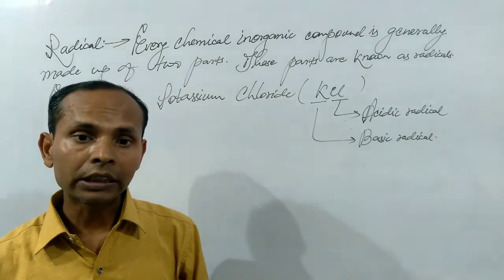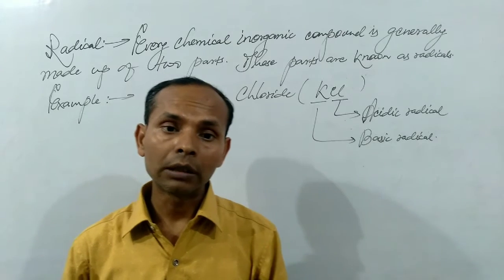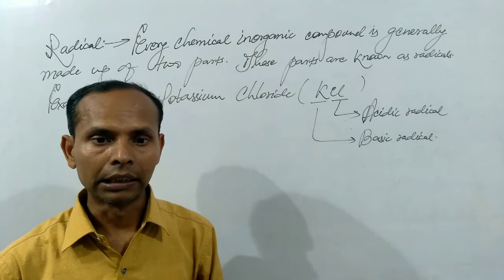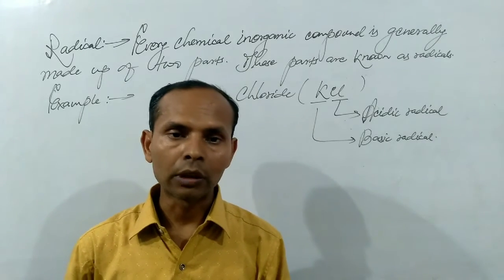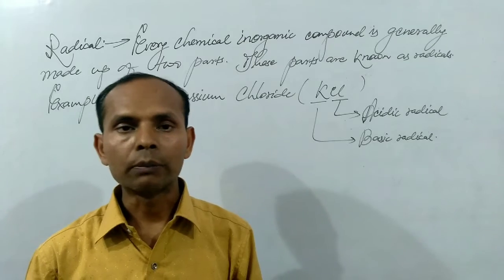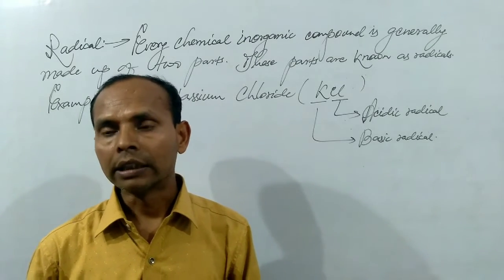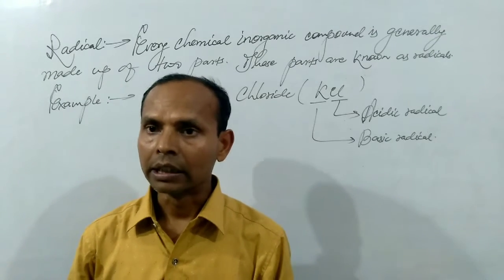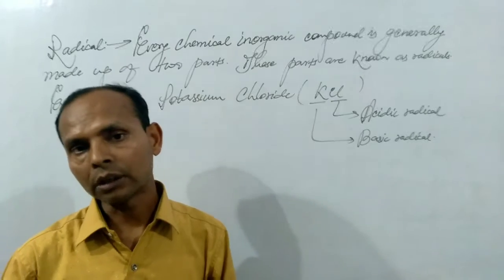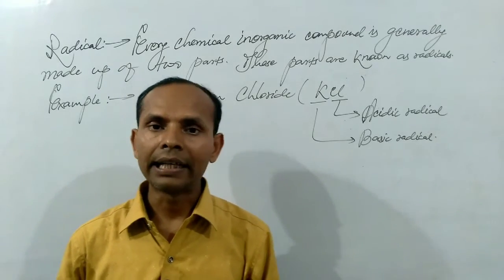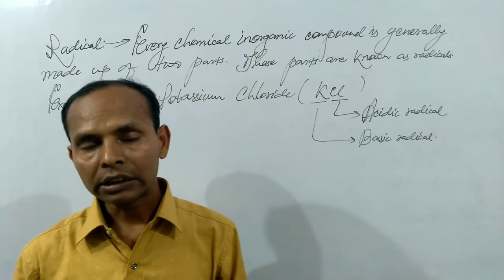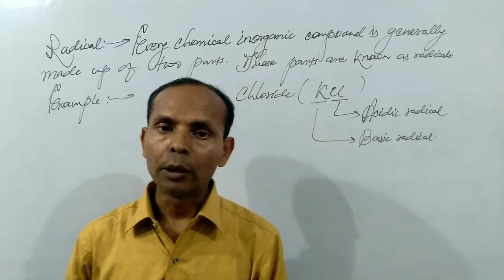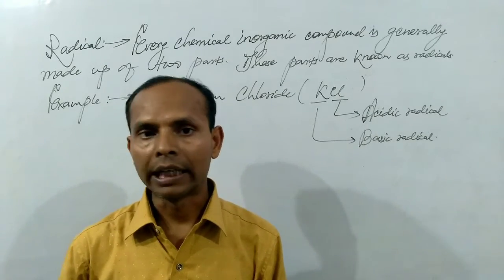We see that all these compounds are made up of two parts and every part is considered a radical. In case of sodium chloride, it has two parts, one part is sodium and another part is chlorine. In case of hydrogen sulfate, one part is hydrogen, another part is sulfate. In case of sodium thiosulfate, one part is sodium and another part is thiosulfate. So all these compounds are generally made up of two parts. These parts are separately known as radicals.